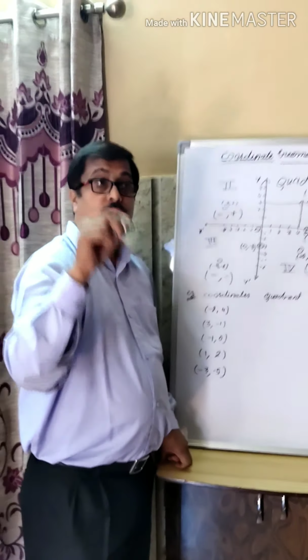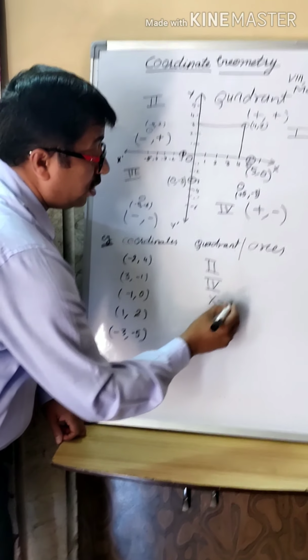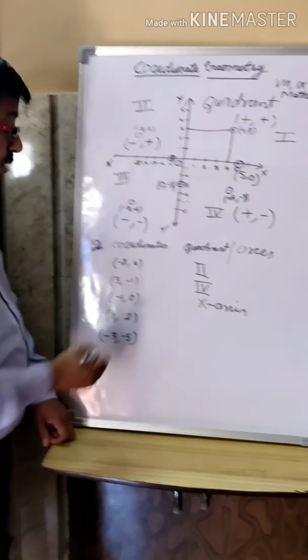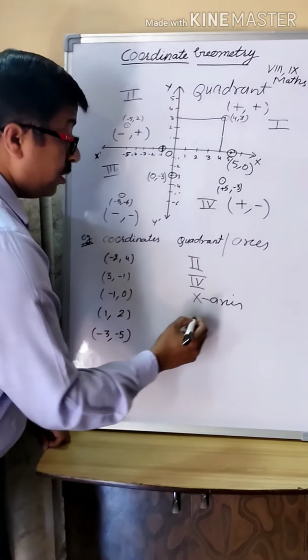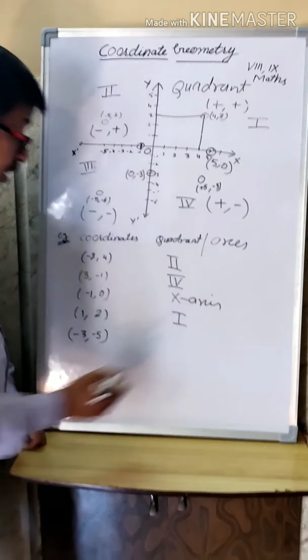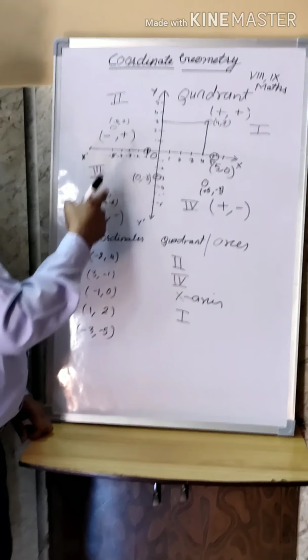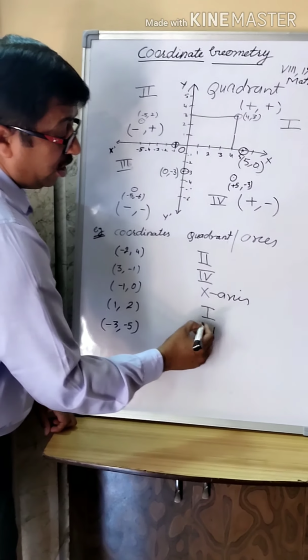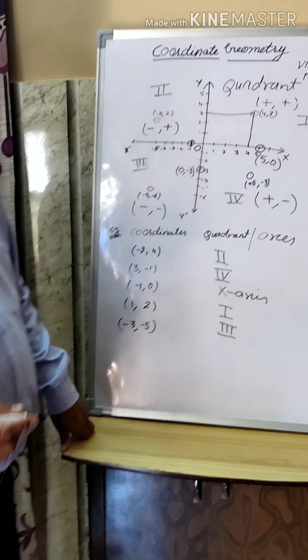And here, if the y coordinate is 0, you see x is -1. If you don't know, then you can locate it also. x is -1, y is 0. You see, it lies here, it is on the x-axis. And if both are positive, then it lies in the first quadrant. If both are negative, it lies in the third quadrant.